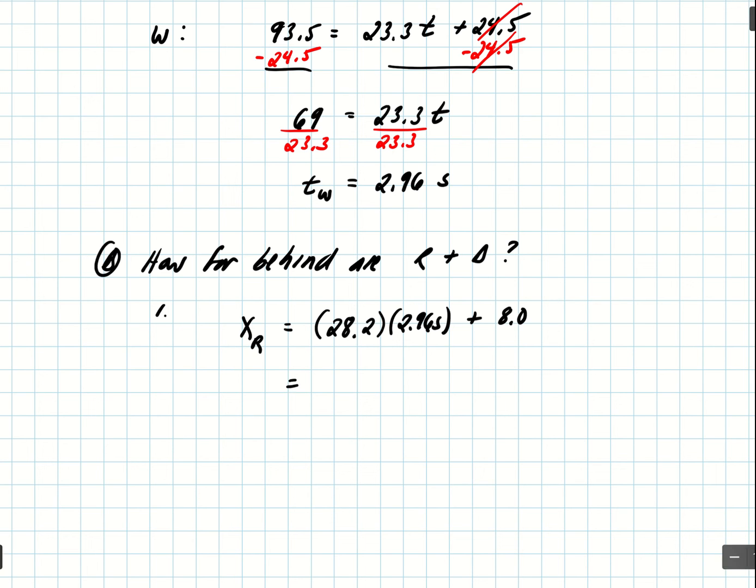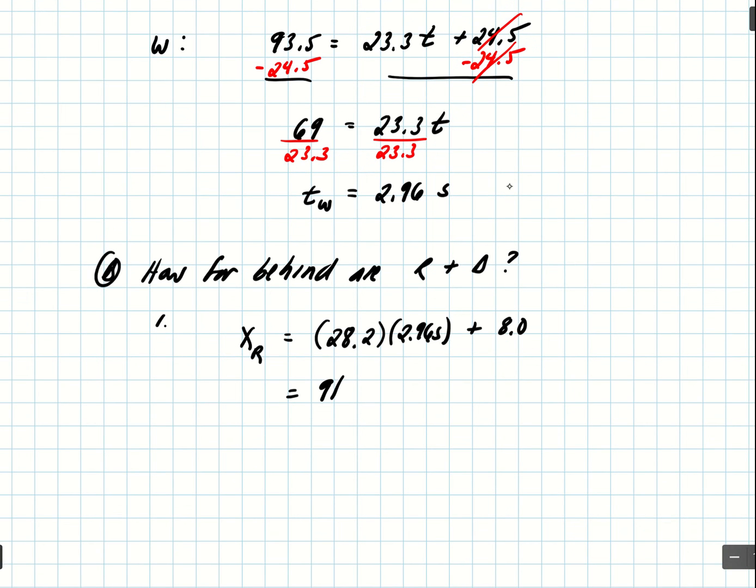And let's see what I get. And this is going to be in centimeters. So that's 28.2 times 2.96, and then I add 8 to that, and I'm going to get a position of 91.5 centimeters. So this is where the red ball is when white wins.